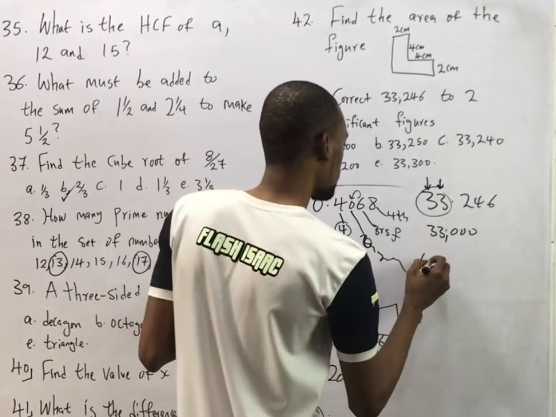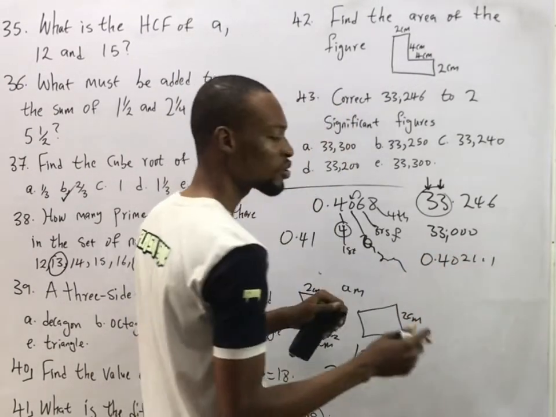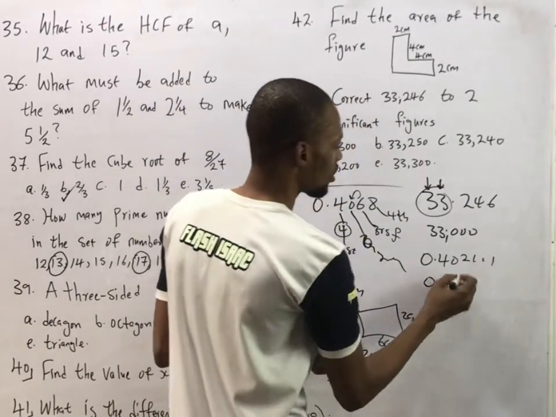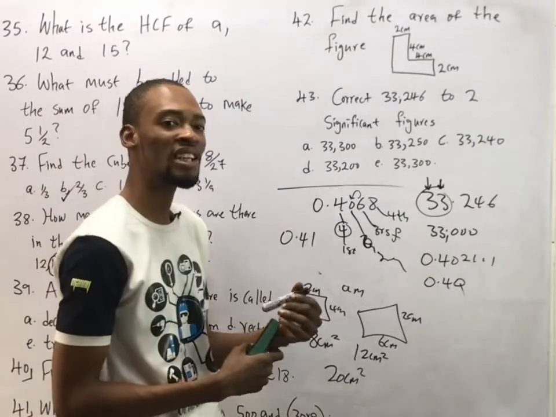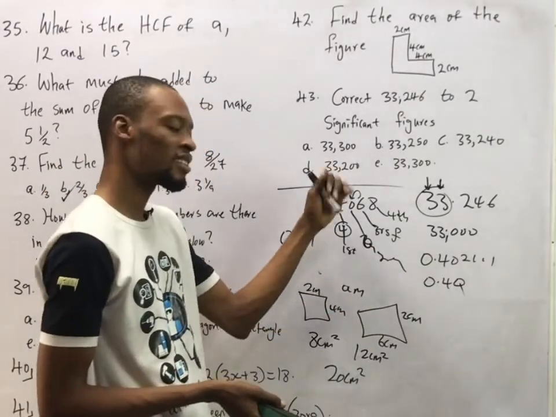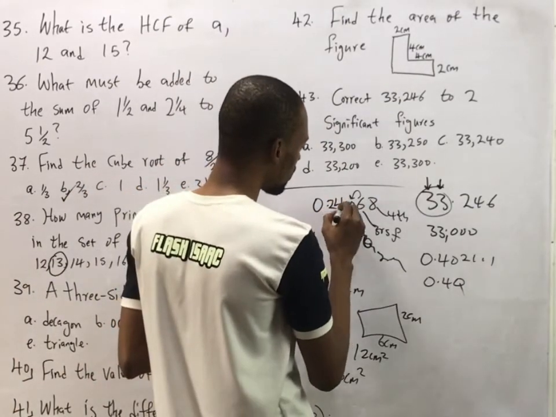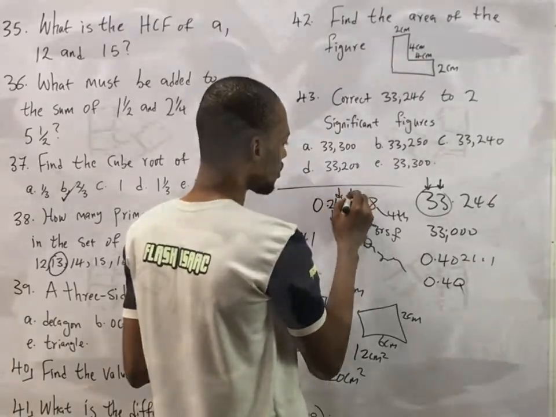If it were 0.40211, to two significant figures it will simply be 0.40. So after getting the first significant figure, it doesn't matter whether any other value is 0 or not. It's the second, third, and so on. This is the first significant figure, this is the second, this is the third.